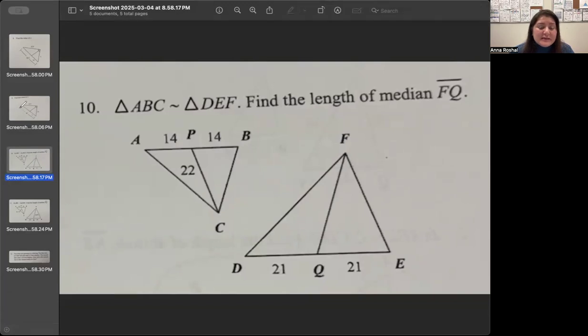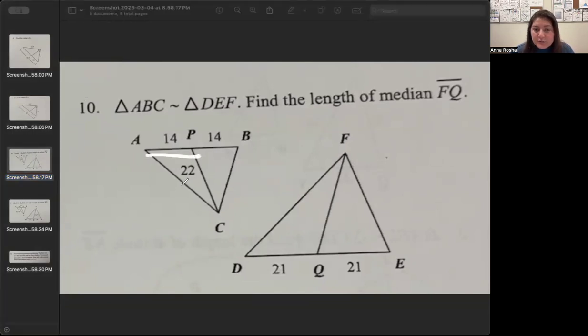So now that we know that these are both similar, we have another fraction. I'm going to have this fraction here of 14 over 21. But because this triangle is flipped, it's going to be 22 over 14. Because this triangle is flipped, and I know that ABC is similar to DEF, I want to make sure that it's flipped the right way. And since this FQ is what we're looking for, we're going to create this x over 21 here.